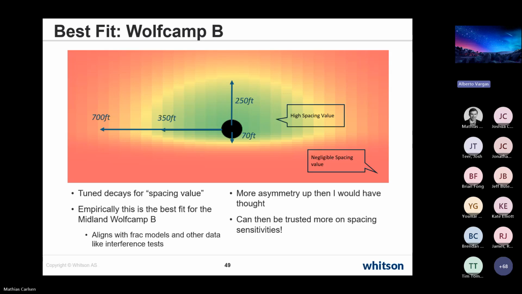But I can tell you this looks roughly like what a Wolfcamp B frac model would look like, although I was a little surprised that 70 feet down is not very far. It has a pretty high skew upwards there. But we can use that to say empirically, this is what matches performance the best, and then use that in our spacing calculation.